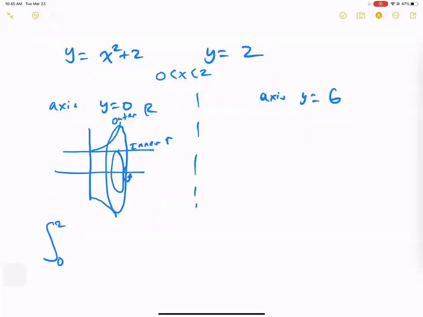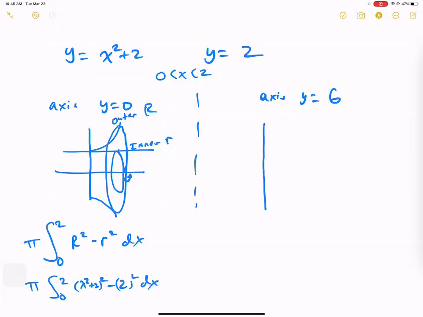Integral between 0 and 2, pi r squared minus r squared dx. Pi integral from 0 to 2 of (x squared plus 2) squared minus little r, which is 2 squared, dx. Okay, that's exactly what we did in our previous problem. But on the right, if you're not careful and you spin around the wrong axis, that's when we're screwed.